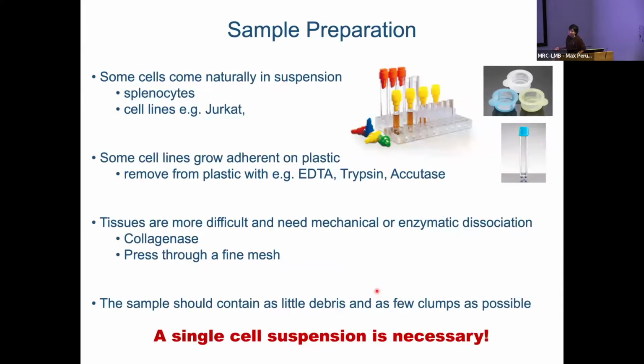Sample preparation is the key to having quantitative data. Some cells are easy and come naturally in suspension. If your cells attach to a culture plate, please be careful when you dissociate them. Basically, we want a single cell suspension. The first principle of flow cytometry is rubbish in, rubbish out. There's no magic.